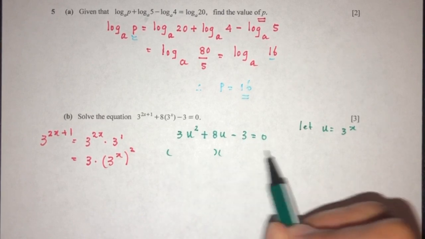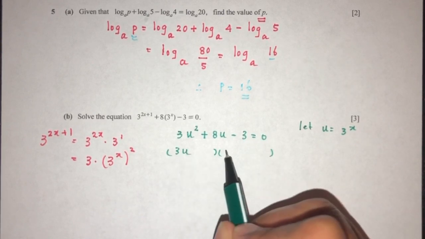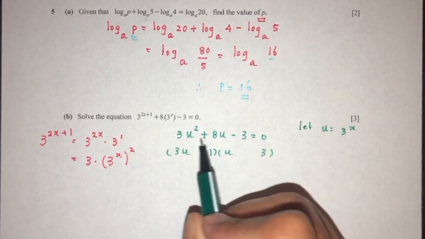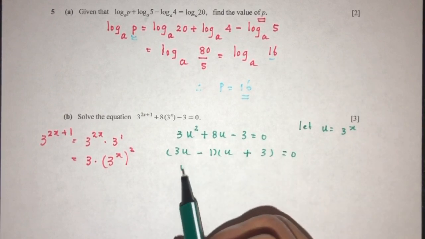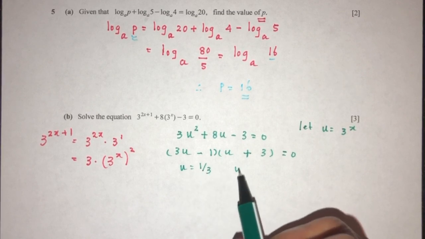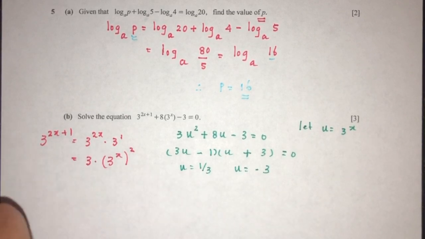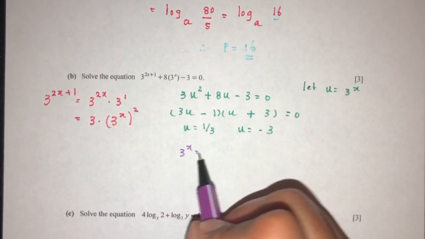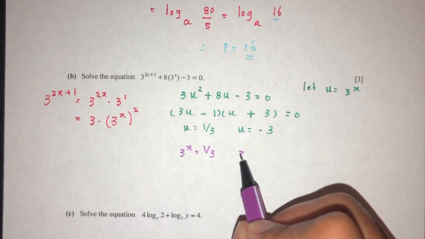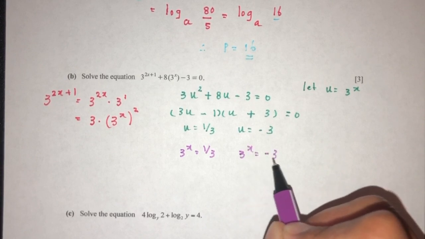Now we can factorize, obviously. That will be 3u times u, 3 times 1. To get plus 8 we have to have plus 9 minus 1. So u will be 1 over 3 and u will be minus 3. So let's replace: 3 power x will be 1 over 3, and 3 power x will be minus 3.